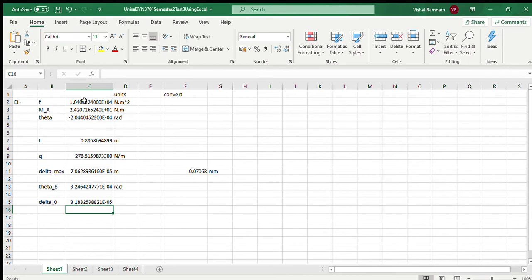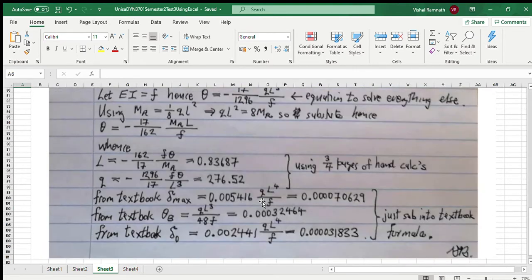Enter. That's the answer. Okay, so I'm always saving because you never know when your computer will go down or something will go wrong. So always save your work so often if you're using an Excel spreadsheet. And that's basically the video in 10 minutes of how you would work everything out by substituting the formulas.